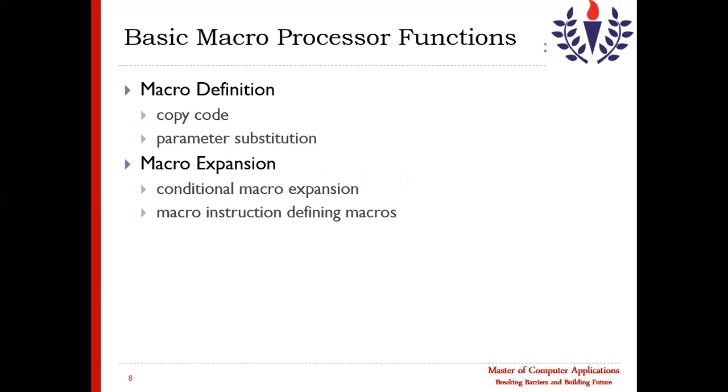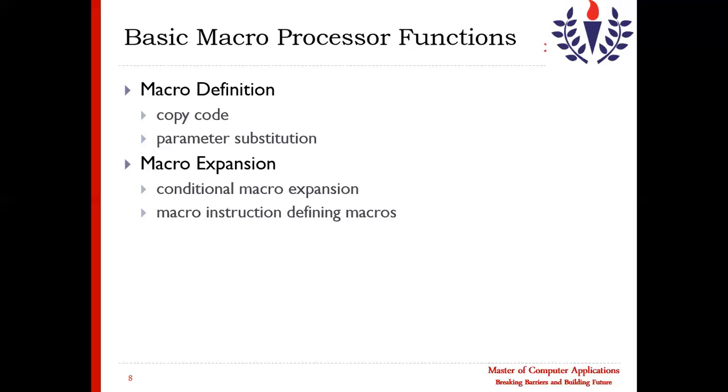As I told you, in macro definition we will define a set of statements. We will give a name to that set of statements as a label. And that definition will have some parameters. Those parameters will be defined by using the ampersand symbol. For every parameter, we will put an ampersand symbol. And each parameter will be differentiated by putting a comma in between. So that is macro definition.